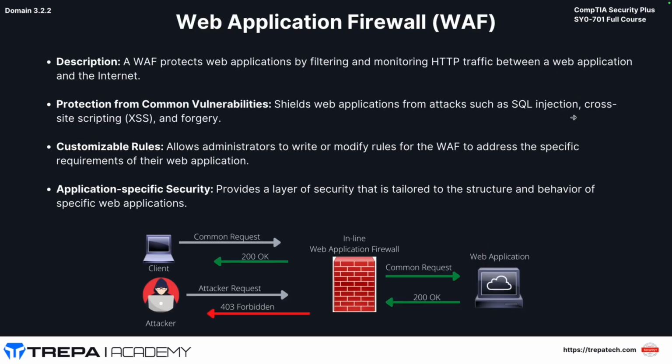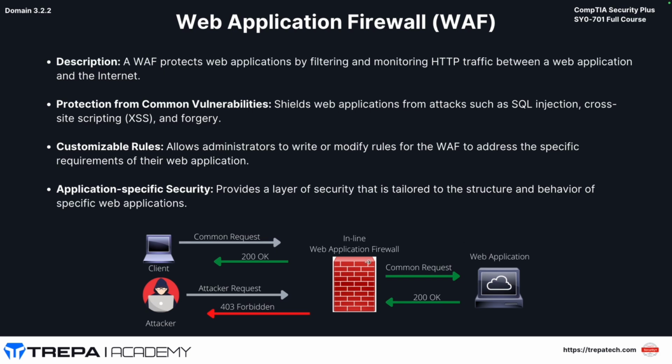Okay, a web application firewall. This is something that still filters, it permits and denies, but this is something that's purpose-built to just filter web-based traffic. And when I say web-based traffic, I mean HTTP. That's it. So a WAF protects web applications by filtering and monitoring HTTP traffic between a web application and the internet, meaning user requests. WAFs specifically protect us from web application-based attacks like SQL injection, cross-site scripting, forgery attacks.